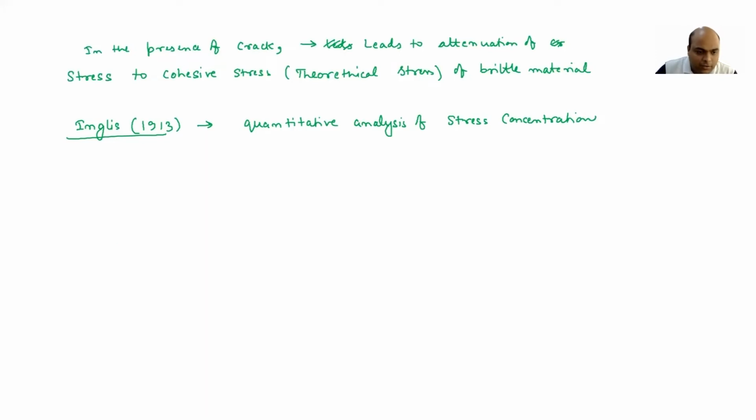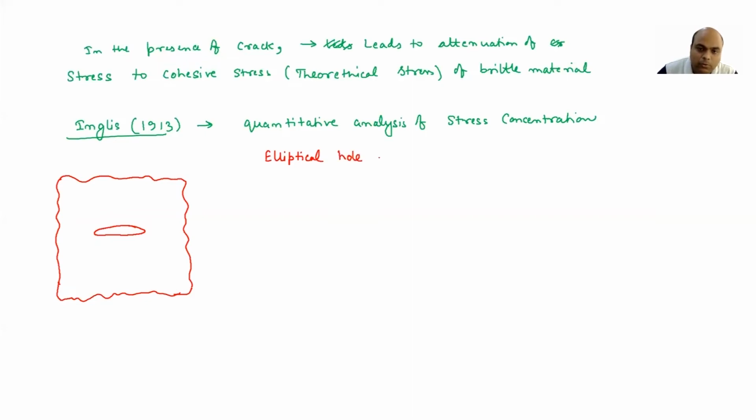Now let's assume that you have a plate which is infinite, and I will tell you what infinite means. Typically, whenever we mention an infinite plate, we will draw some wavy structure. So you have an infinite plate, and then you have a through thickness crack or, in this case, an elliptical hole. So you have an elliptical hole in an infinite plate.